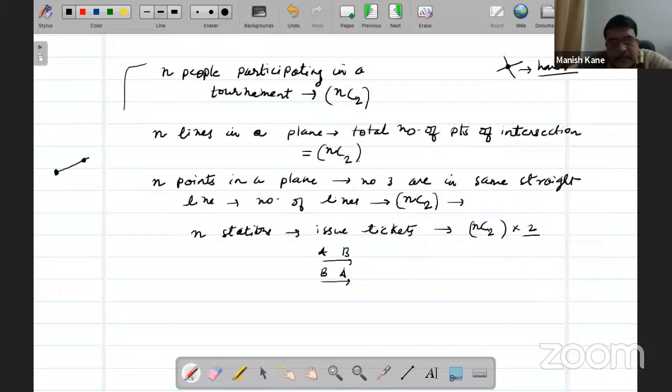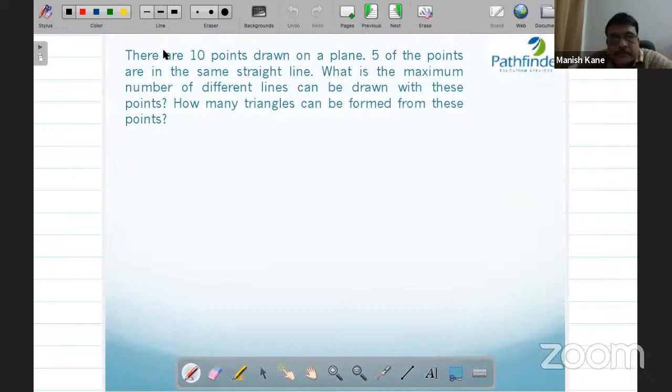So it is the same concept of selection, which you have to apply in order to solve the questions. Now let us look at some more questions. So try solving this question. I'll give you 2 minutes. Try to solve this question.